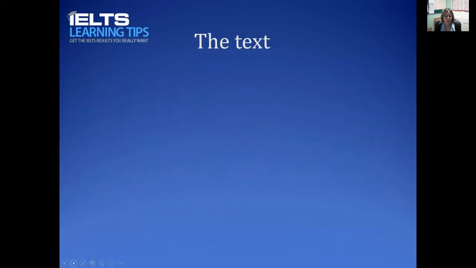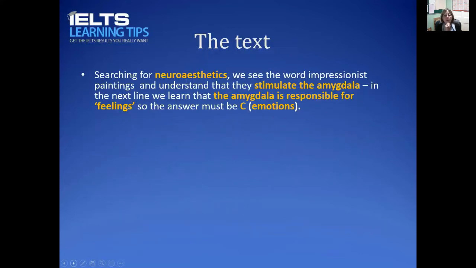Okay, so let's have a look in the text. So for the first question, we are looking for this word, and we can find this and find out from the text that these impressionist painters stimulated the amygdala. So this is an effect of painting. And we learn that this part of the brain, I think it is responsible for feelings. So feelings is the word that's missing. So if we match that with the choices, we have emotions. So therefore the answer must be C.